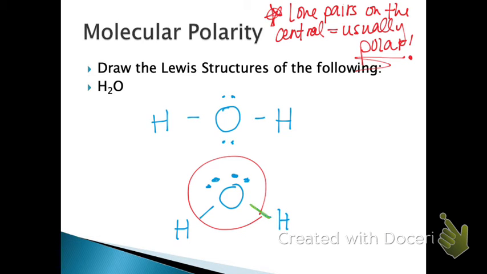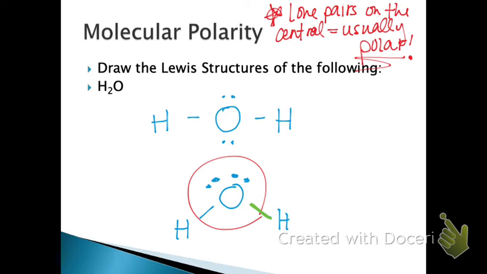So a bond between oxygen and hydrogen. Look on your electronegativity table. Tell me which one's more electronegative. Oxygen. And is the difference in electronegativity between them greater than 0.3? Yes. Okay, that means we've got a polar bond between oxygen and hydrogen. The bond itself is polar.